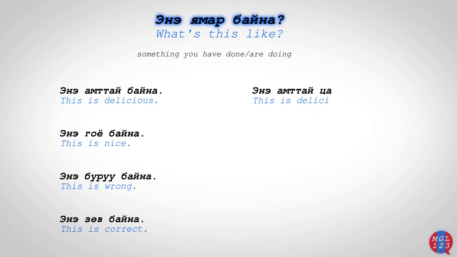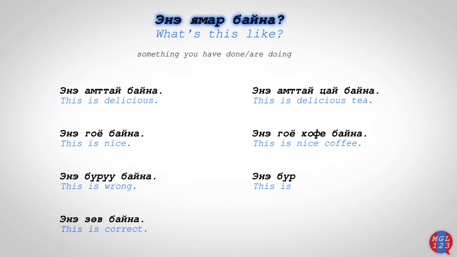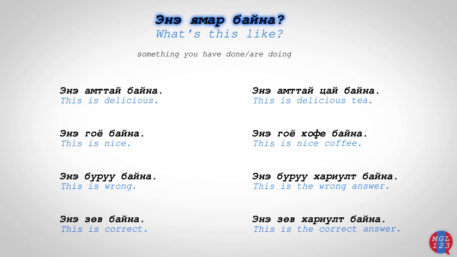We can also answer энэ амттай цай байна. Энэ гоё кофе байна. Энэ буруу хариулт байна. Энэ зөв хариулт байна. All these sentences that have verb ban are momentarily true. After a while, they'll become a memory. So we can easily convert them into past tense by replacing ban with байсан.